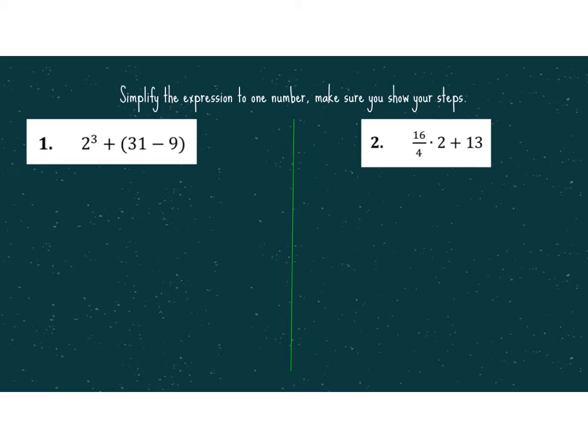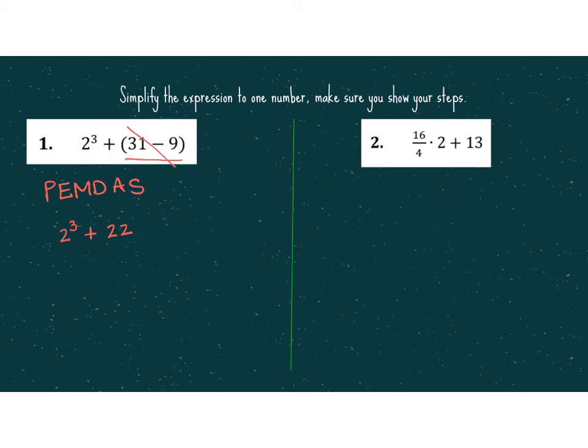All right, so let's take a look at this first one. If we know PEMDAS, I'm going to write PEMDAS right here. Parentheses: the first thing I'm going to do is look and see, is there anything in parentheses? Well, I see that I have 31 minus 9 in parentheses. So I know that that has to come first. That 2 to the third is still going to stay as a 2 to the third. But my 31 minus 9 is now going to change. 31 minus 9 is 22.